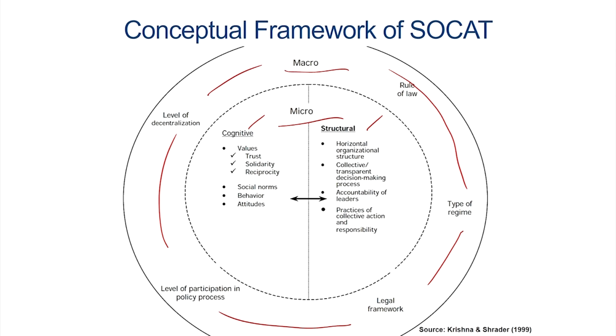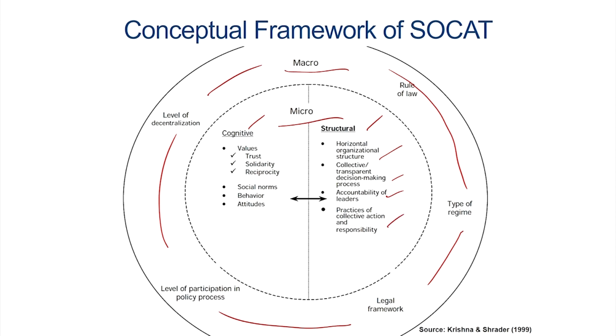Structural social capital includes the composition and practices of local level institutions, both formal and informal, that serve as instruments of community development. So, structural social capital is built through horizontal organizational structure and networks that have collective and transparent decision making process, accountable leaders and practices of collective action and responsibility.